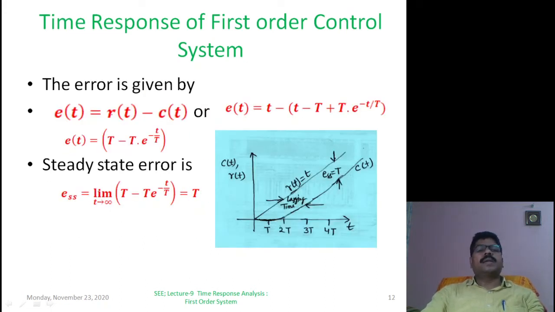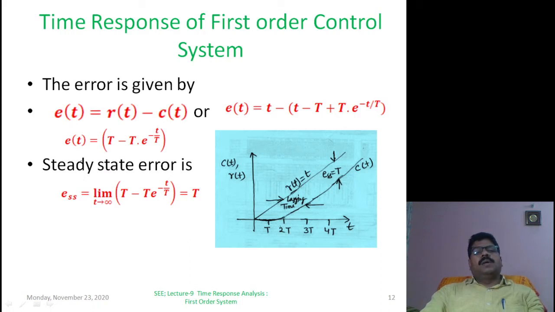So error in this case will be, as usual, the difference between the reference input and the output, so that will be R(t) minus C(t). Putting the value of R(t) and C(t), R(t) equal to small t and C(t) equal to T minus capital T plus capital T e to the power minus t by capital T. On solving this, we will get E(t) equal to capital T minus capital T multiplied by e to the power minus small t by capital T.